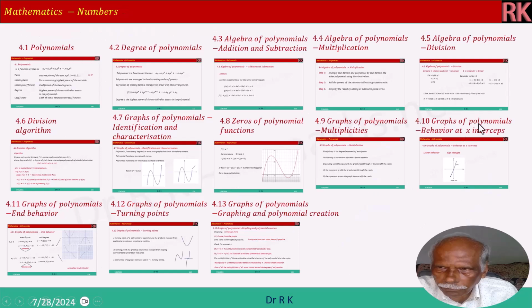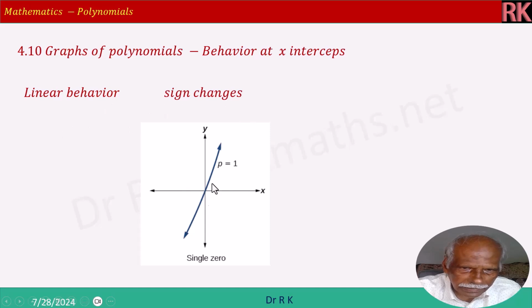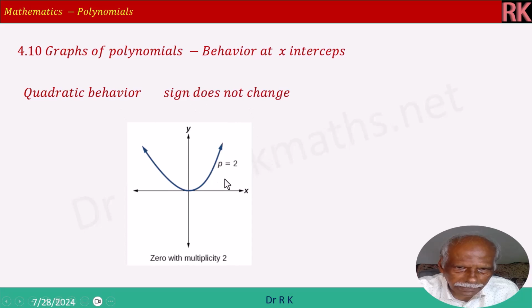Now we will see graphs of polynomials, behavior at intercepts. Linear behavior, the sign changes. Here there is a sign change. Single zero, therefore only one zero is there, linear behavior. Now we will see quadratic behavior. The sign does not change. See here, the sign does not change. Before or after, the value remains positive here.